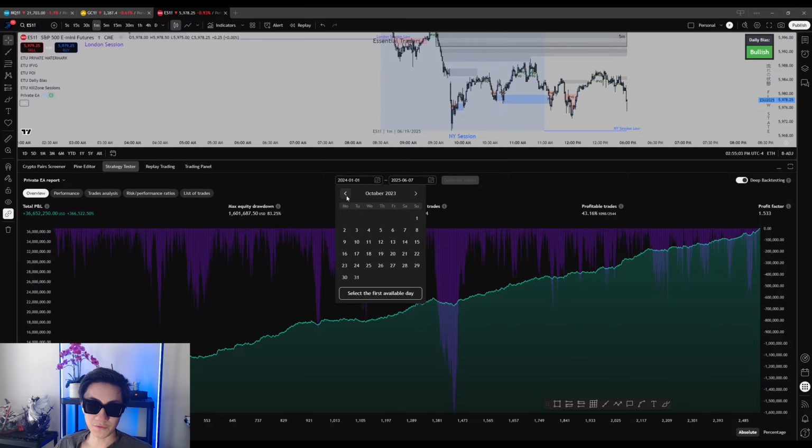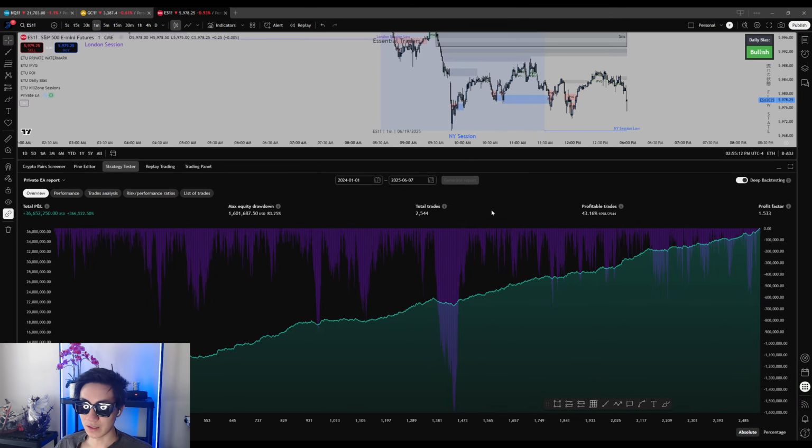If you want to go even further back in time, we can. It would probably take a while to load the data from 2023, but from 2024 to 2025, about 1.5 years here, it is profitable with a 1.53 profit factor and a pretty solid equity curve. So this is definitely something that will work in the live markets, even with commissions, right?